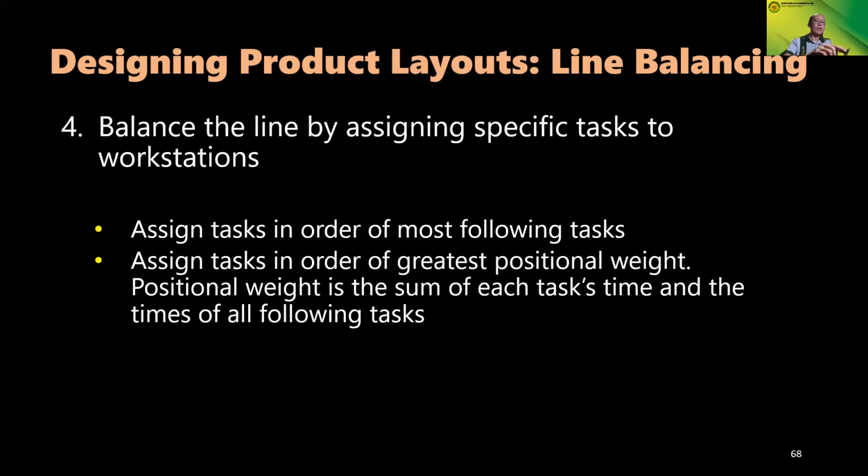The most common line balancing method involves assigning tasks in order of most following tasks and assigning tasks in order of greatest positional weight. Positional weight is the sum of each task time and the times of all the following tasks. So to help us understand, let's complete our line balancing for the Boeing component.